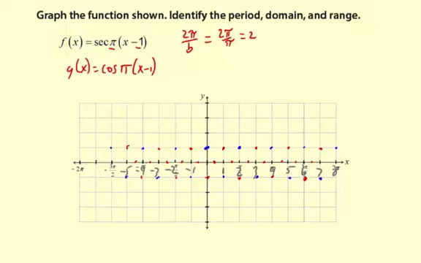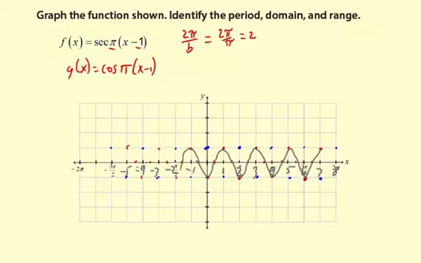All right, now I'm going to sketch out the graph of g of x equals cosine of pi of x minus 1. Okay, so that's a graph of g of x.